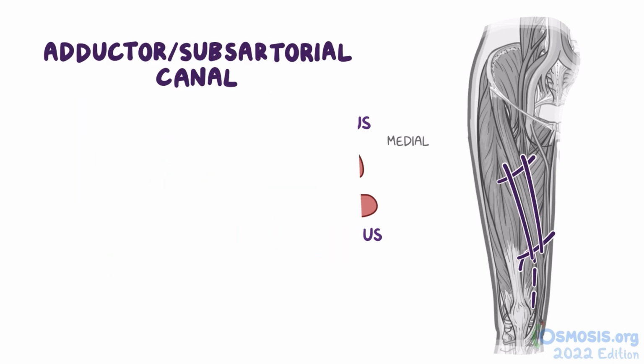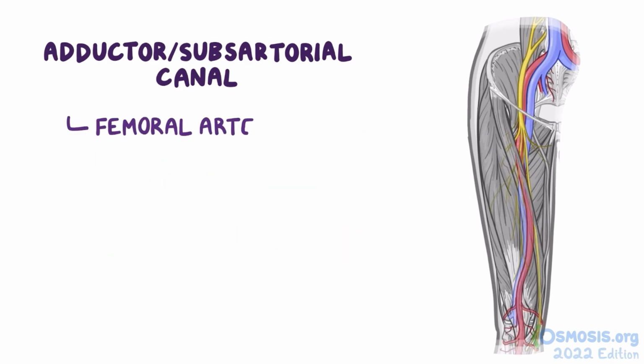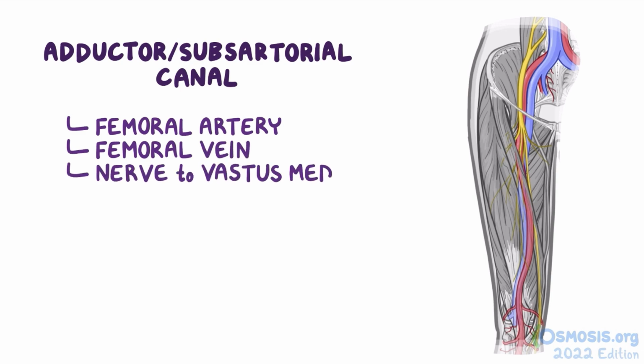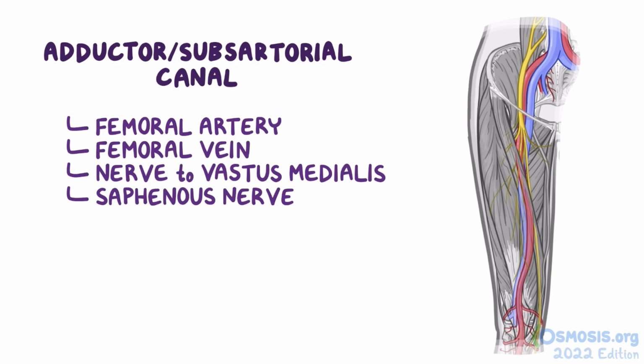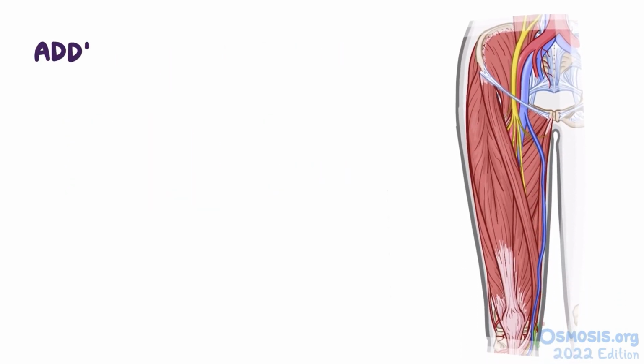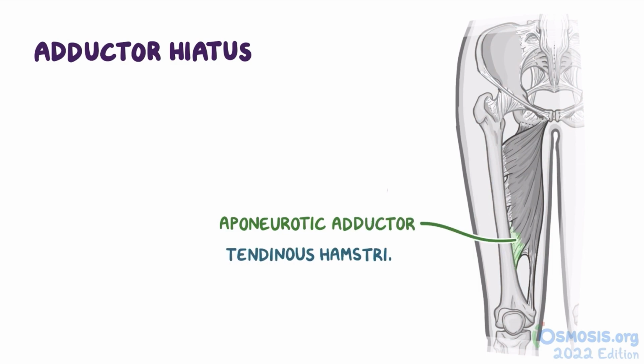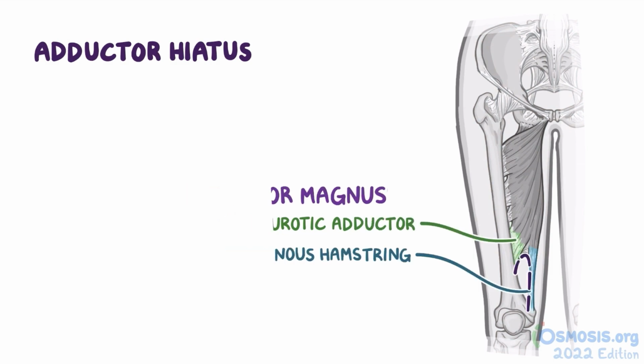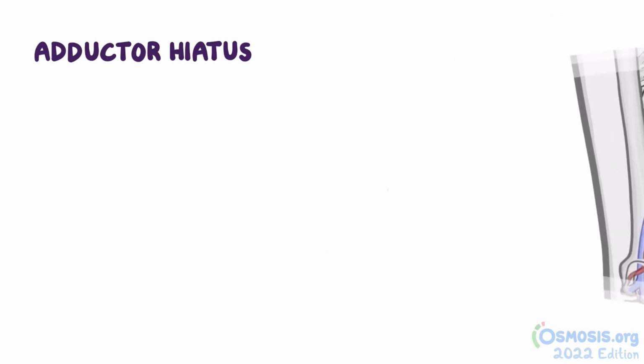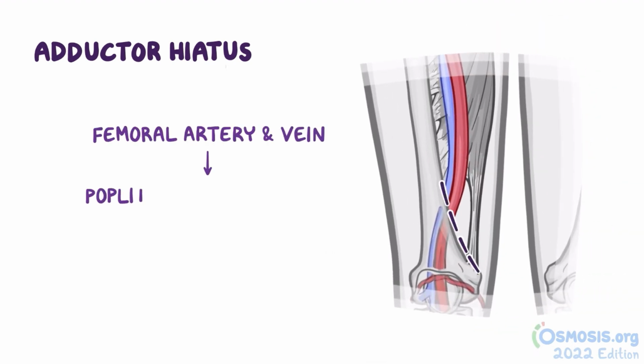Purpose-wise, the adductor canal provides intermuscular passage for the femoral artery, vein, nerve to vastus medialis, and saphenous nerve, as well as delivering the femoral vessels to the popliteal fossa. Inferiorly, just proximal to the medial supracondylar ridge, the canal leads to a passageway called the adductor hiatus. This hiatus is an opening between the aponeurotic adductor and tendinous hamstring insertion of the adductor magnus. The adductor hiatus is a transition point for the femoral artery and vein to become the popliteal artery and vein during their course towards the popliteal fossa.